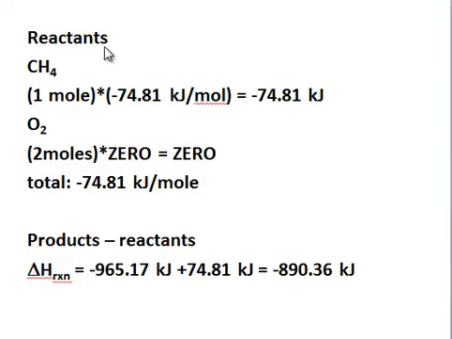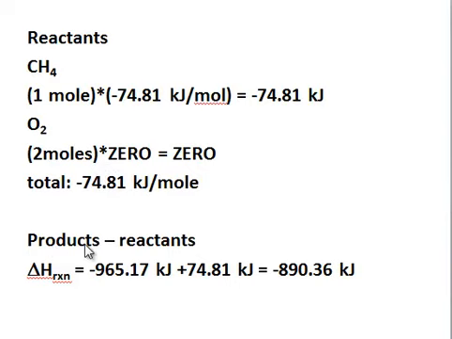All right, our reactants are CH4. We have 1 mole of those, so I multiply 1 mole by negative 74.81 to get negative 74.81 kilojoules. And then we have O2, 2 moles of O2. However, this is an element in its normal or standard state, and therefore its heat of formation is 0. So this gives us a big 0. The total for the reactants is negative 74.81.